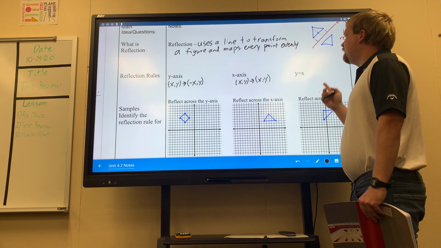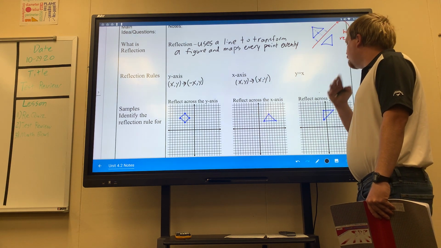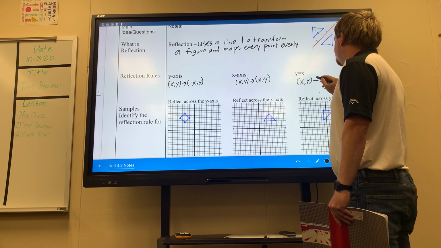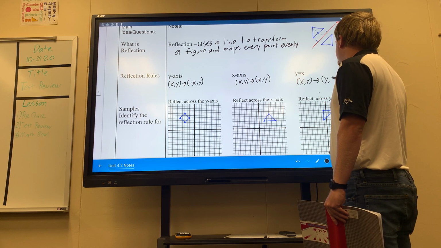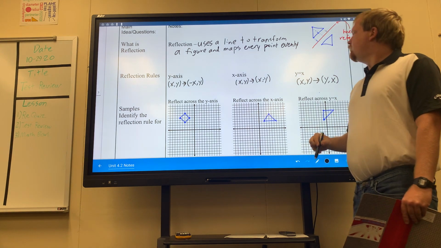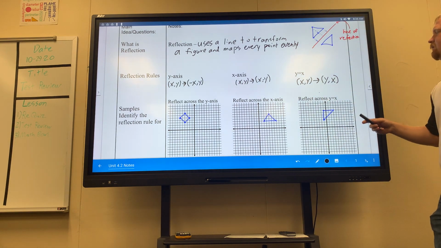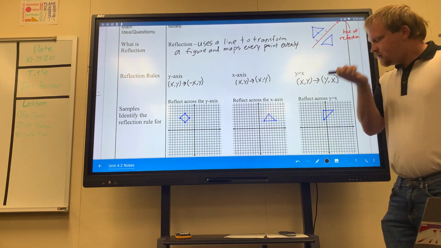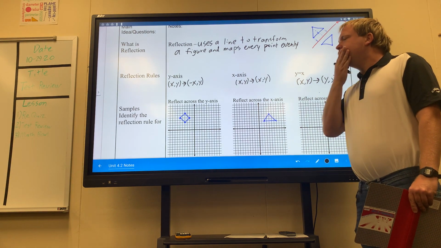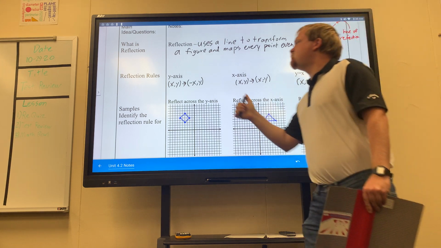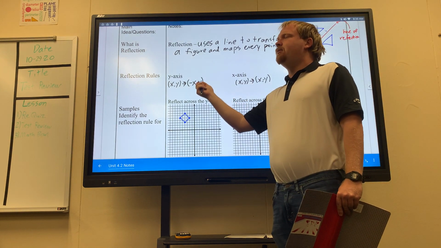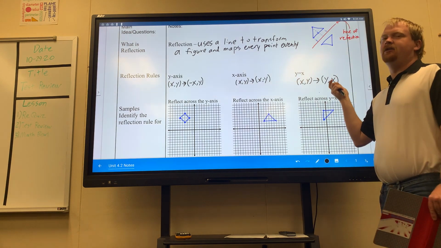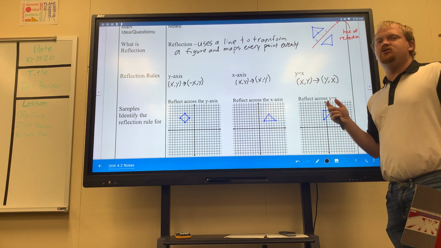And then we have y equals x. That's a weird one, but it's pretty simple what the rule is. Just switch the y and the x. So instead of saying (x, y), the value is going to be (y, x). So what this means is that I'm just switching the values right here. That's all it tells you.